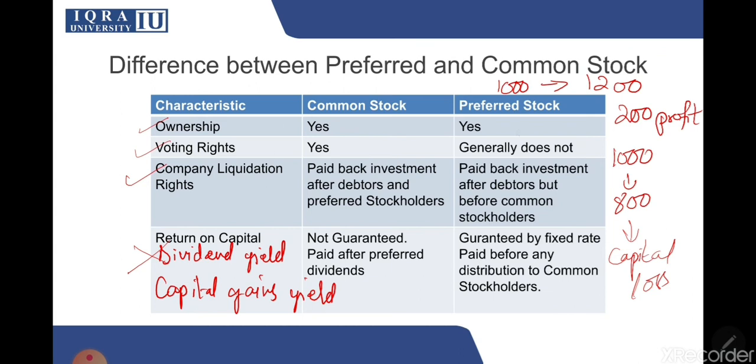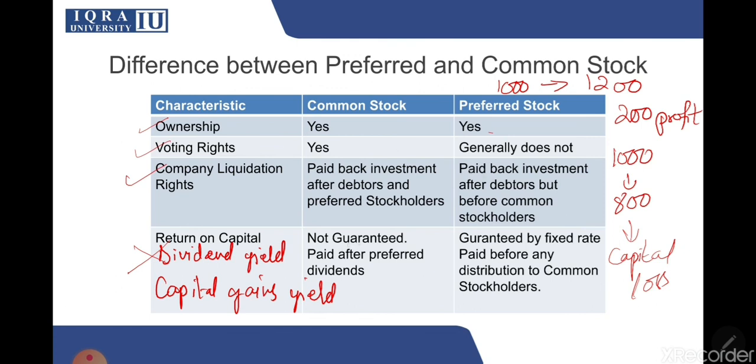Now we will move on to preferred stock. So preferred stockholders are still owners of the organization, but generally they do not have voting rights. So if you are a preferred stockholder, most probably you cannot vote. So if you want a say in the running of the business, or if you want to elect the board of directors, you should not purchase preference shares because generally they do not have voting rights. Now why do they not have voting rights? It's because of the preferential treatment they are getting in the liquidation and return on capital.